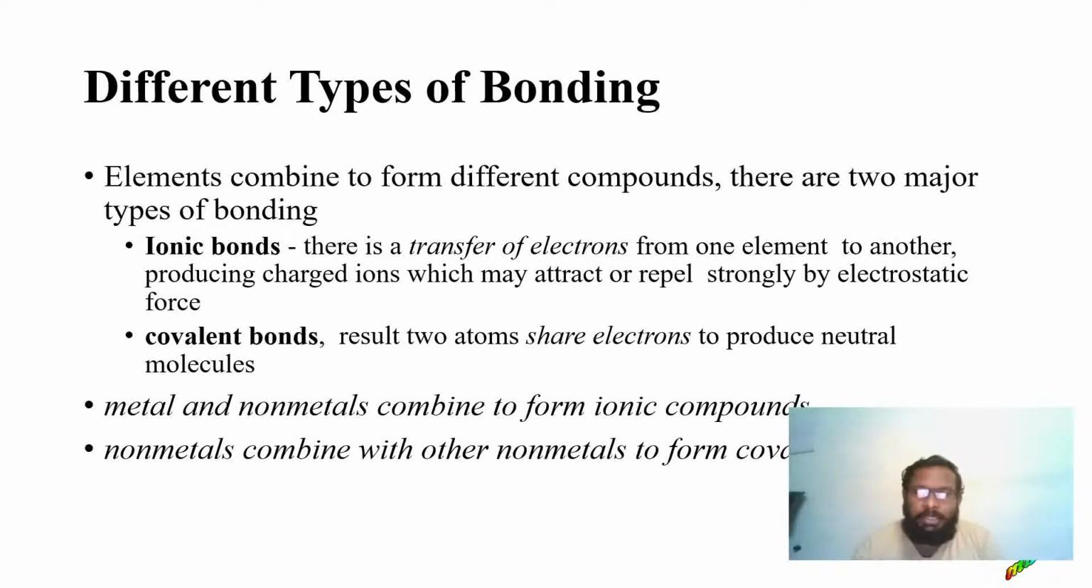In ionic bonds, metals and non-metals combine to form ionic compounds. Non-metals combine with other non-metals to form covalent compounds. So when we have covalent compounds, which are strong in nature, most of the metals have covalent compounds only. Most of the non-metals have ionic compounds.